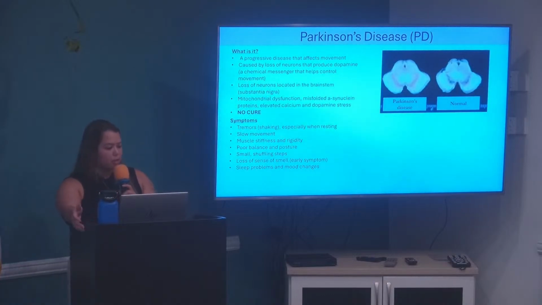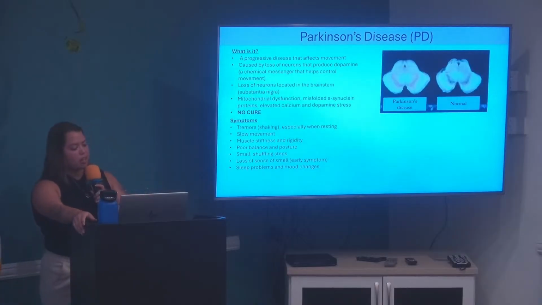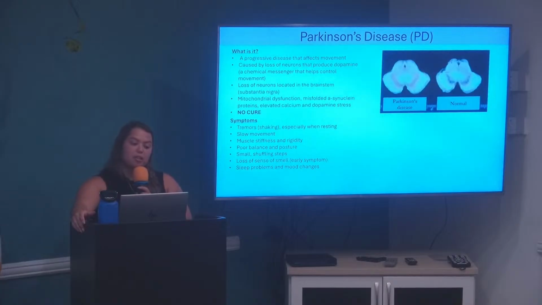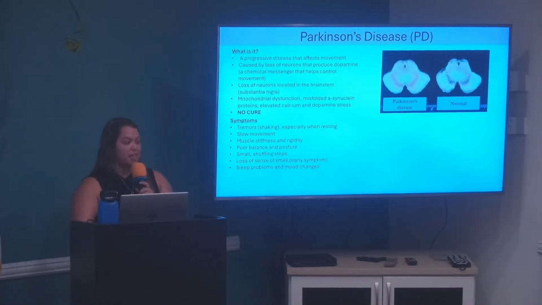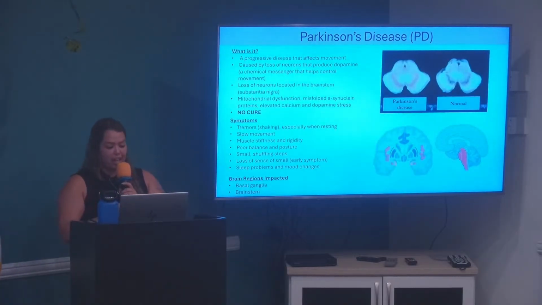Symptoms, unfortunately, are tremors, shaking, especially when resting, slow movement, muscle stiffness and rigidity, small shuffling steps, and loss of smell as an early symptom. Sleep problems and mood changes, but this is a devastating disease. Once you get it, it doesn't take too long, unfortunately, for that end stage to appear. Again, it attacks the basal ganglia and the brainstem.